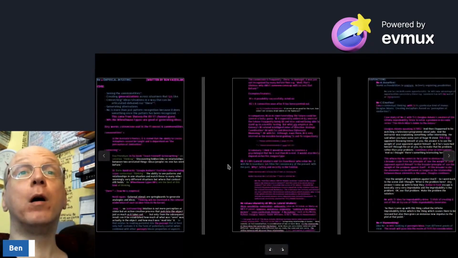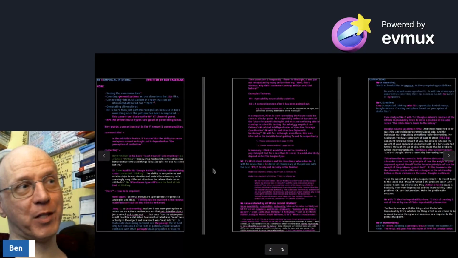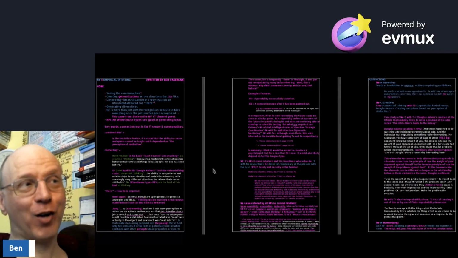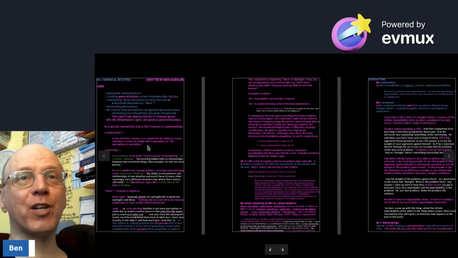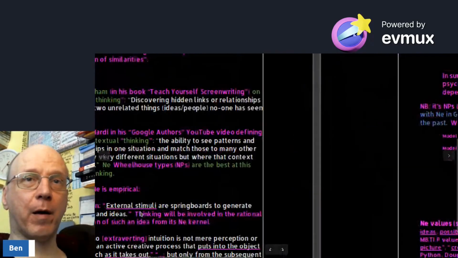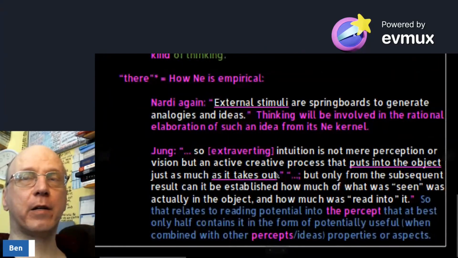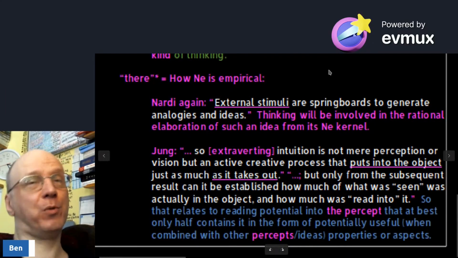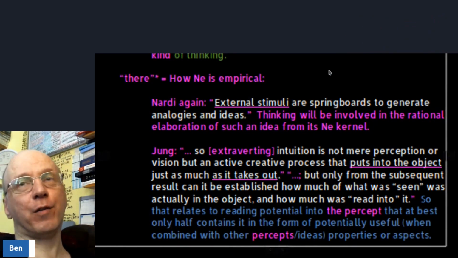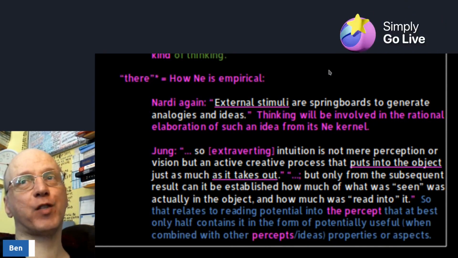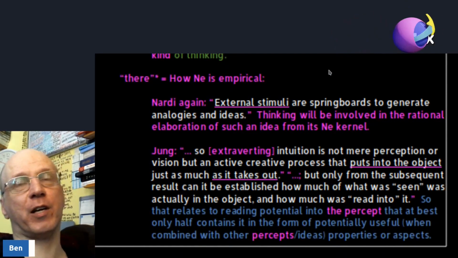Because remember, socionics says that intuiting is purely internal. And this is the hardest one I have to prove, that there's an external side to intuition. So I'm going to do it here. So the empirical side, the external side to intuition. From Nardi, external stimuli are springboards to generate analogies and ideas.